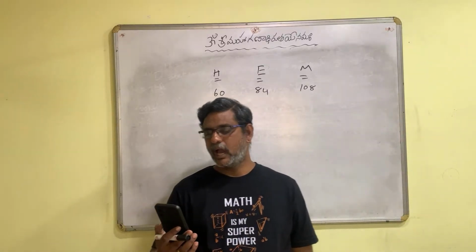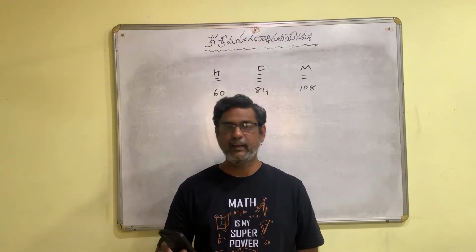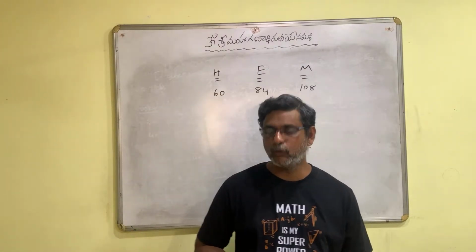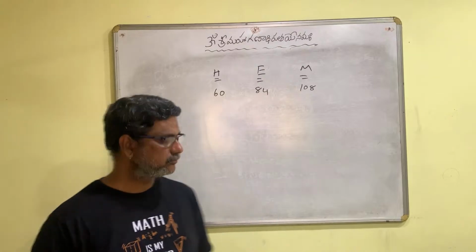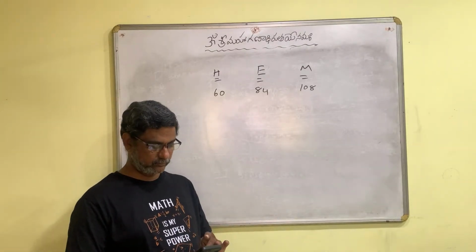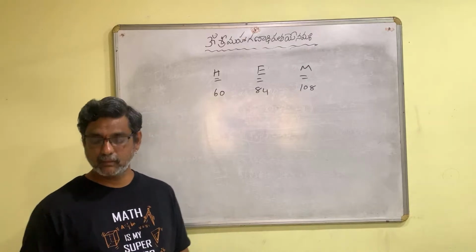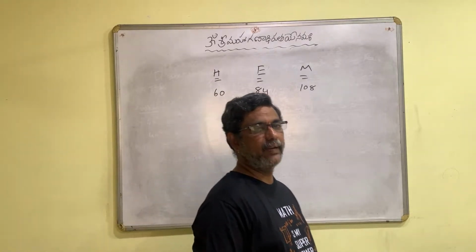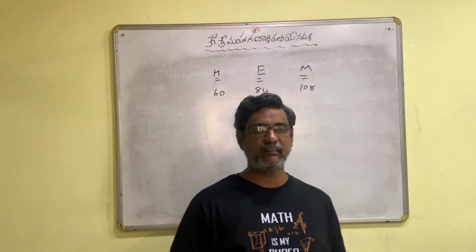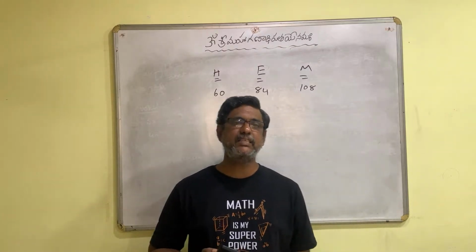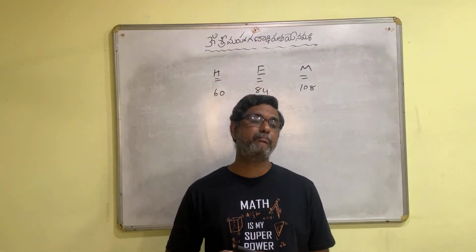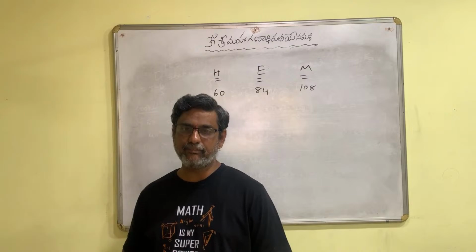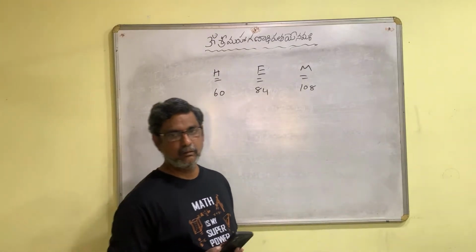Now the question is, how many rooms are needed? And how many participants will be there in each room? This is the question. So what we have to do? Yes, we need to find out HCF, the highest common factor. We need to find out for each subject what is the maximum number of participants that will be there in each room. So find out HCF first.